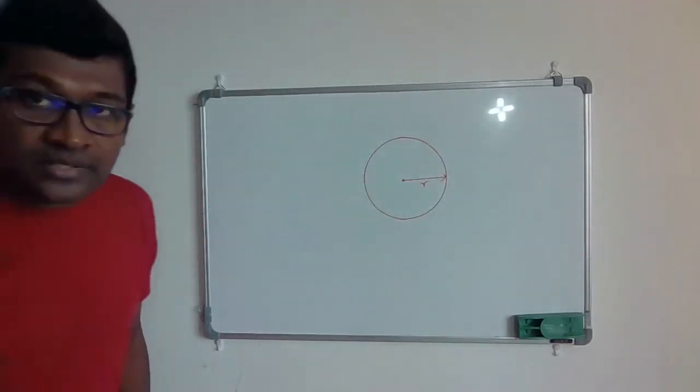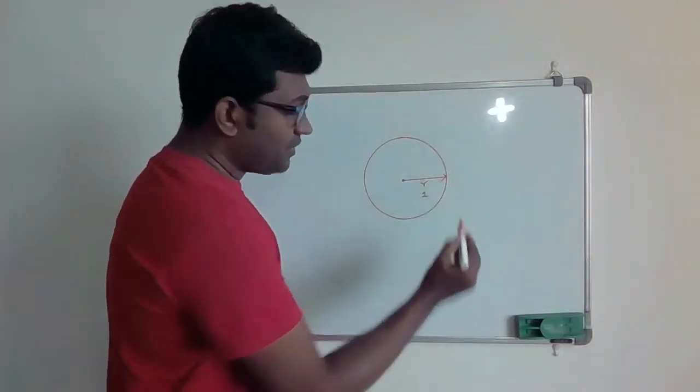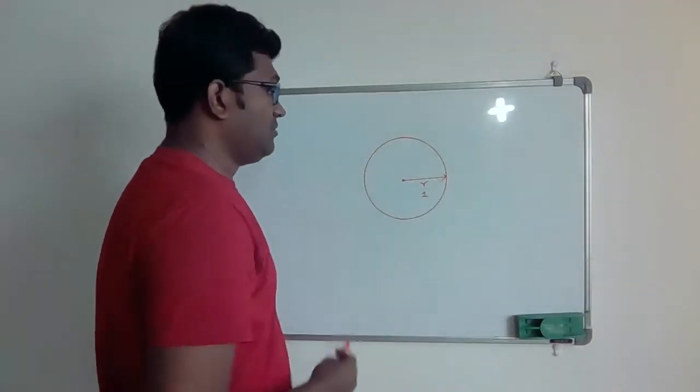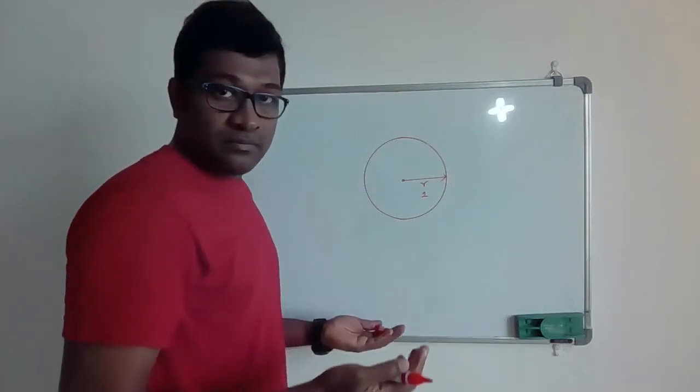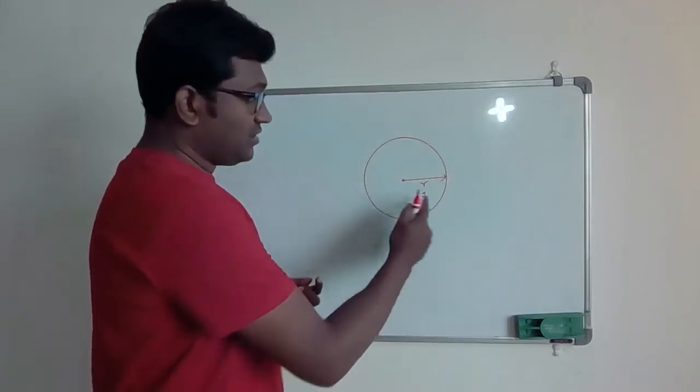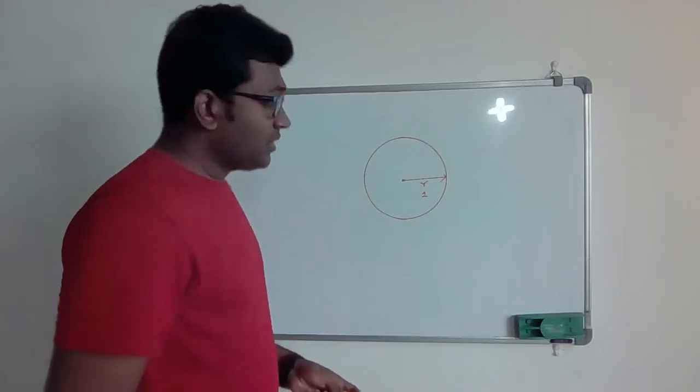Let the radius be 1. If the radius is 1, we call it a unit circle. It could be 1 meter, 1 millimeter, 1 kilometer, it doesn't matter as long as it is 1 unit. It's called a unit circle.